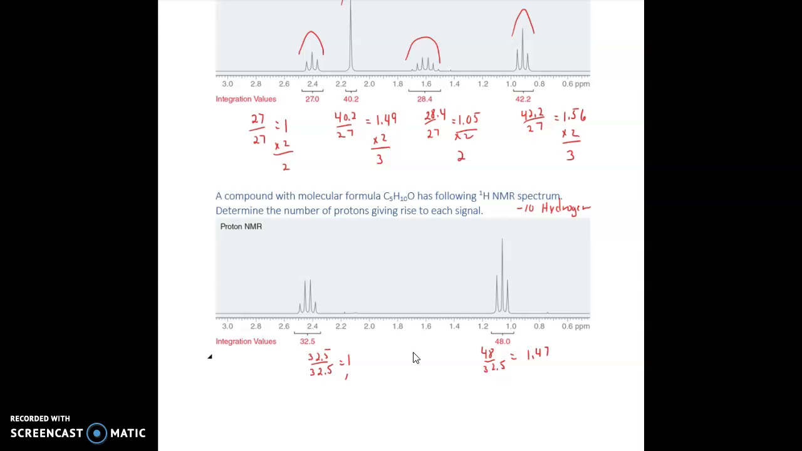And 48 divided by 32.5 gives us 1.47. So multiply times 2, that'll give us 2. Multiply times 2, that gives us 3. So the relative numbers are 2 to 3. But since we know that we have 10 hydrogens, this must be 4 protons. And this must be 6 protons. So that it adds up to 10.